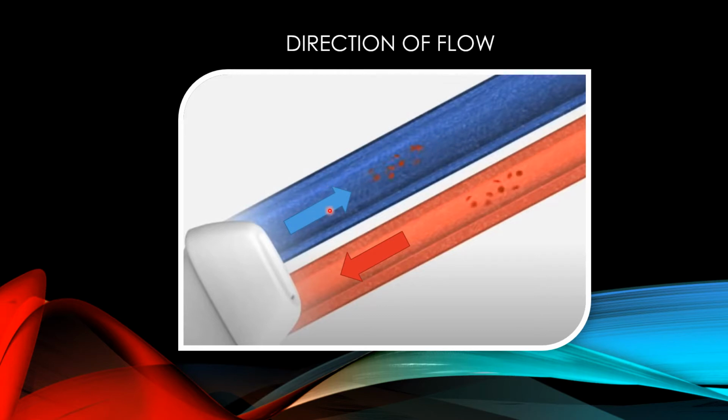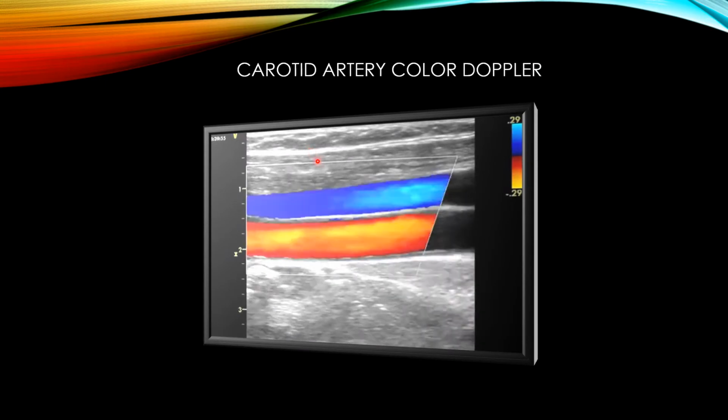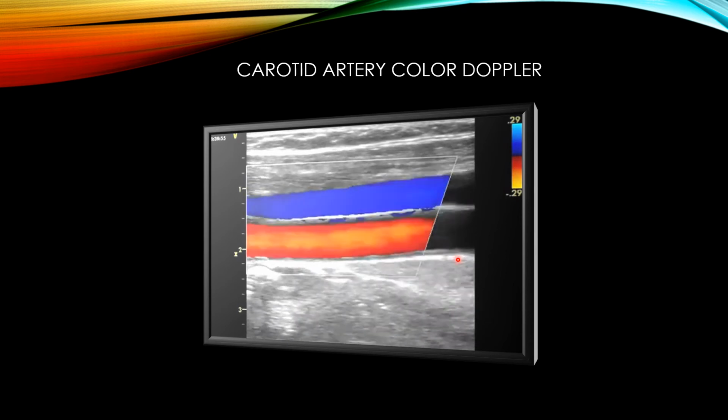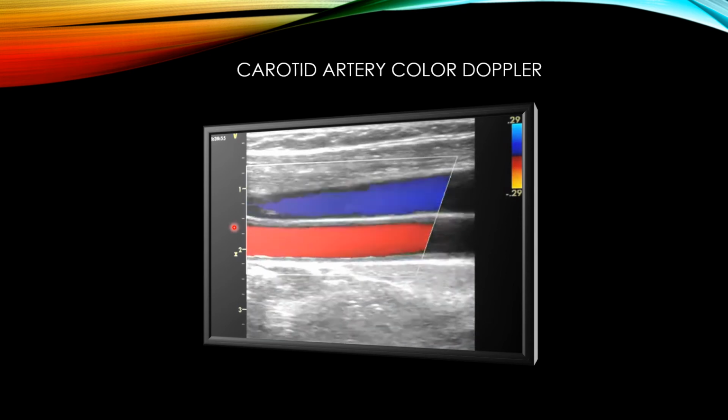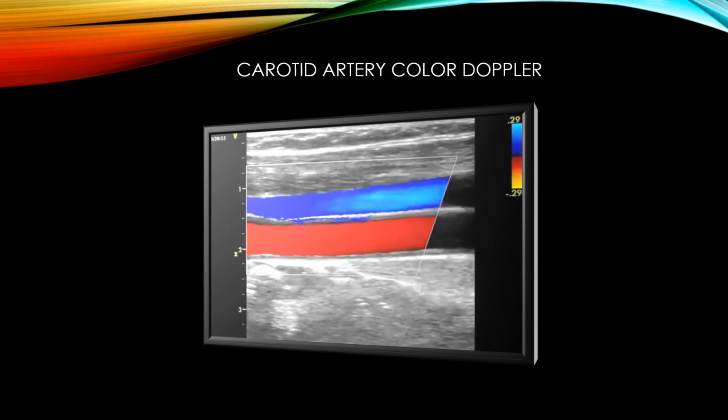they are represented as blue. It is commonly used to determine whether plaque builds up inside the carotid arteries and blocks the blood flow to the brain. Here we can see normal blood flow within the carotid artery.